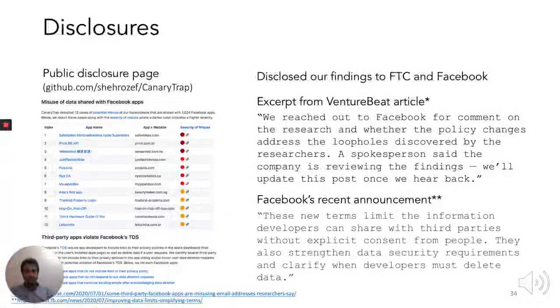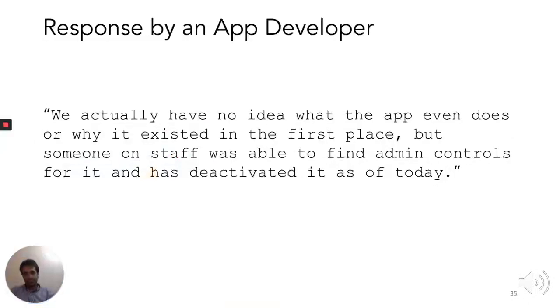So we have also launched a public disclosure page that shares details of apps that are detected as misusing user data or violating Facebook's developer policy. We have also disclosed our findings to the FTC, who have responded that they are looking into our results. We also disclosed our findings to Facebook in the last week of June through Facebook's data abuse bug bounty program. Facebook is currently reviewing the findings of our paper. After our disclosure, Facebook announced it would limit the information that third-party developers can share with other entities, and they've also tightened the requirements for developers to delete user data.